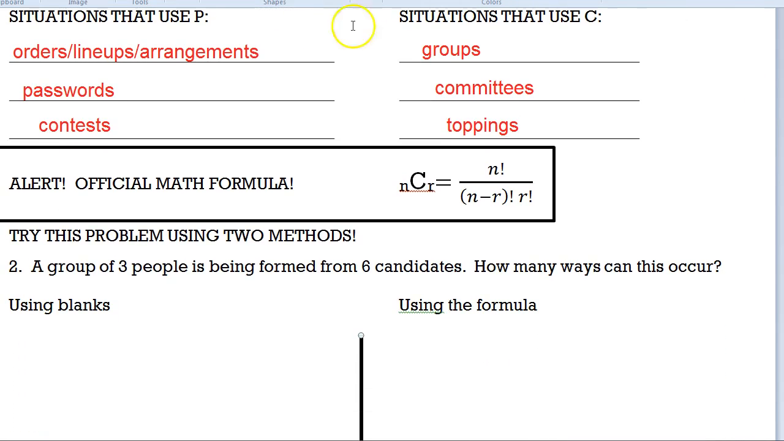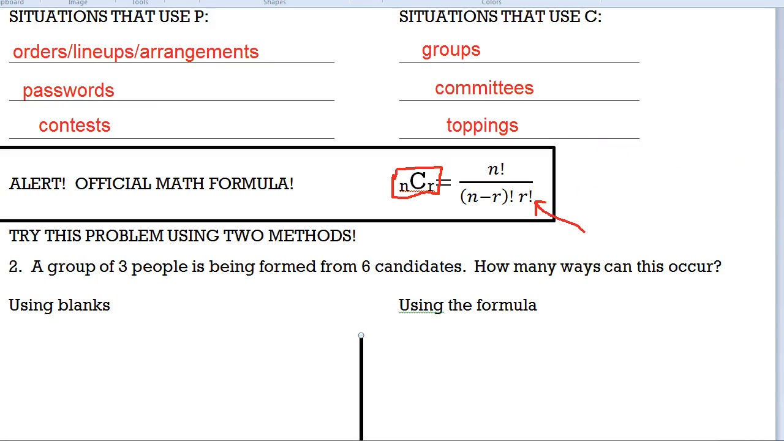So mathematically speaking, the difference is in the formula: instead of having a big P in the middle, you put a big C in the middle. And then there's an extra little division step right there.